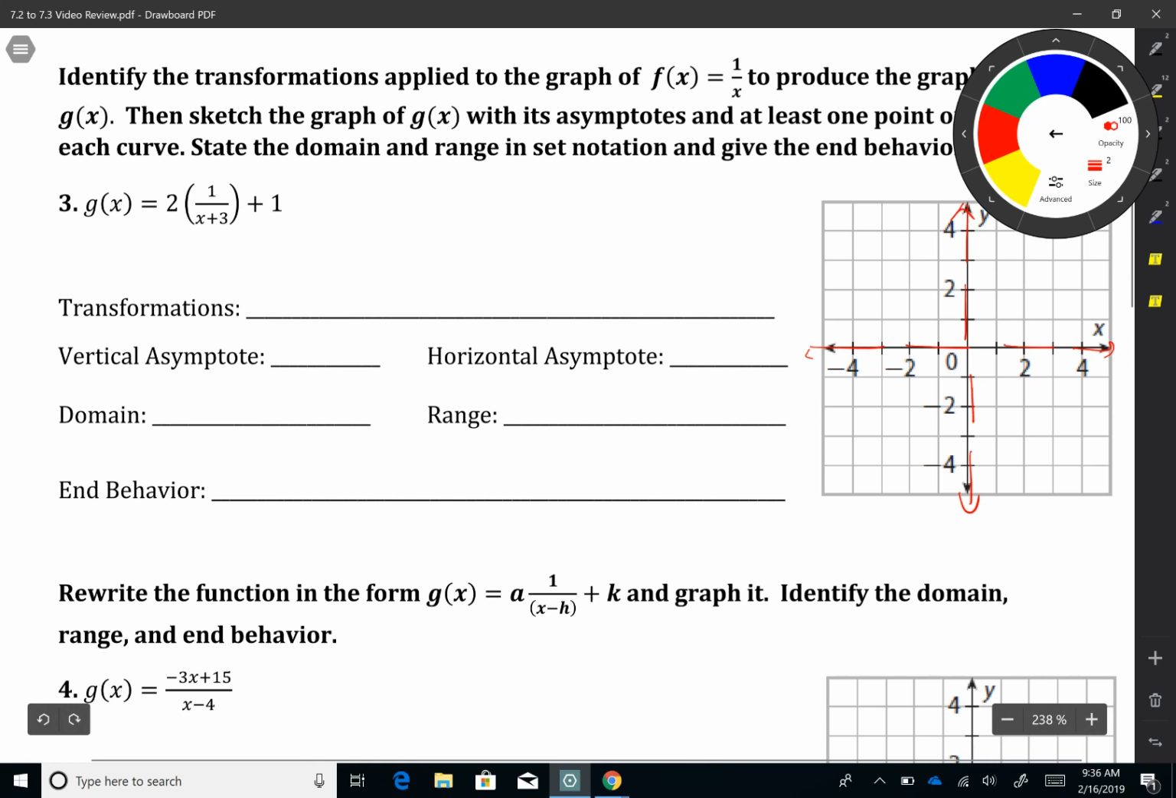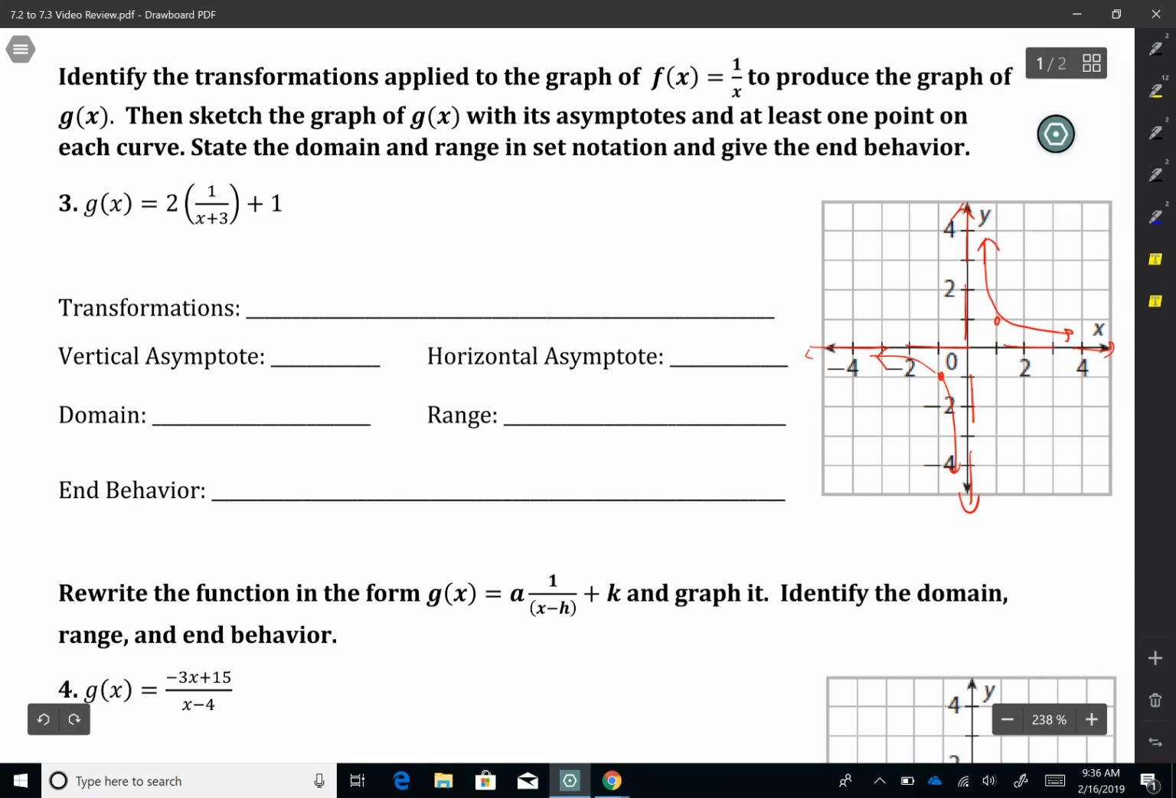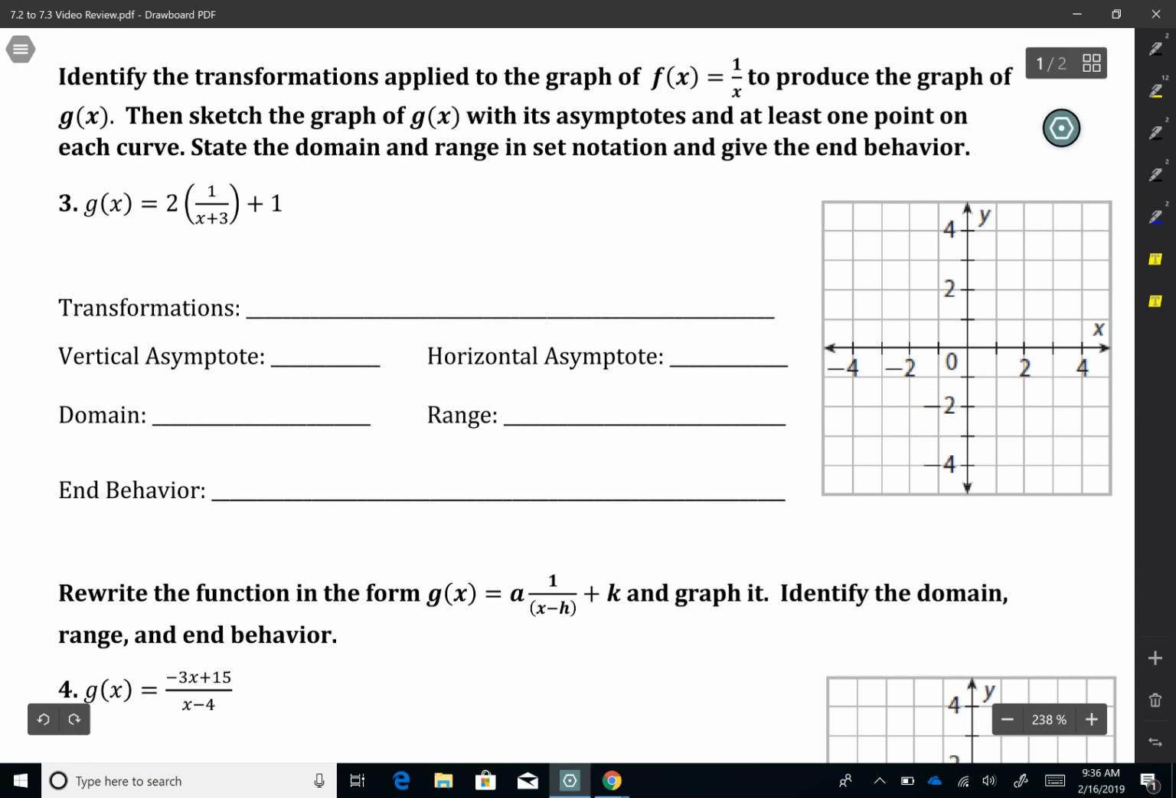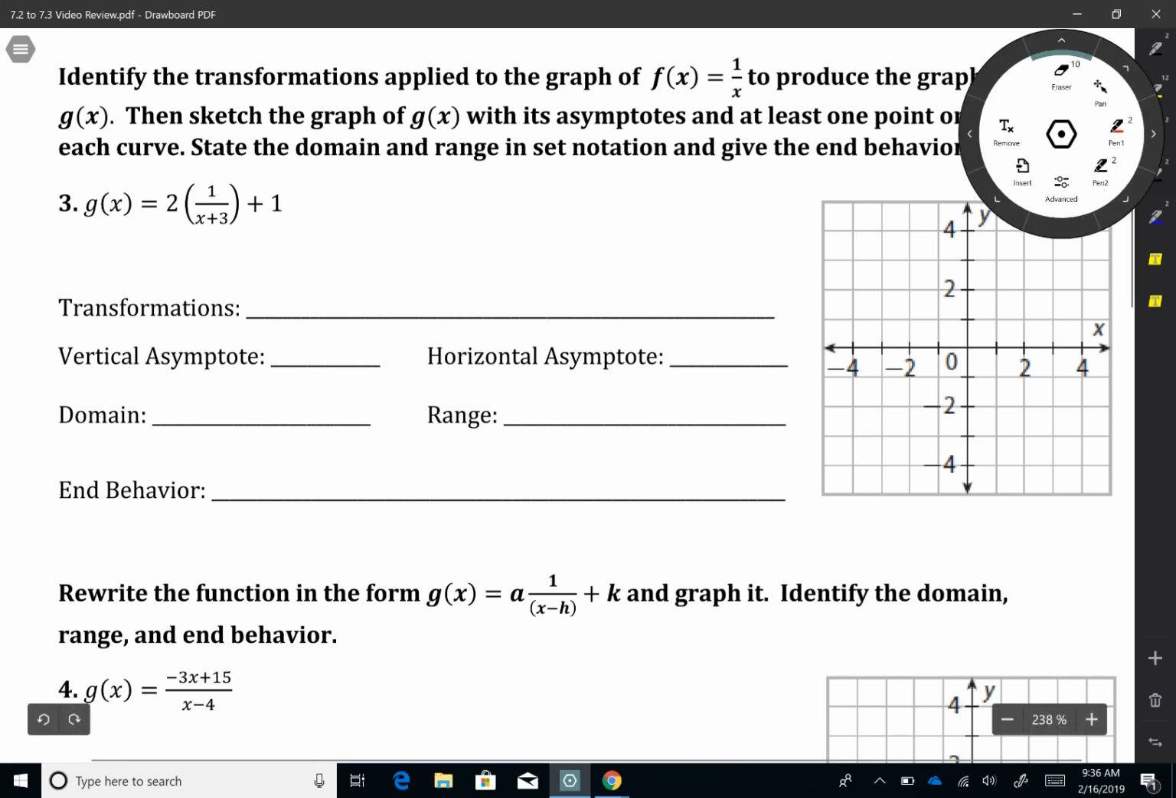And then remember, it had the points 1, 1 and negative 1, negative 1. And those are kind of the points we use when we graph the transformed function. And this was a hyperbola. It has the two curves in the opposite sections. Okay, so what we're going to do when we encounter any function is identify the transformations that have been applied to that parent graph, identify the asymptotes, and then we're going to find one point on each curve to graph it, and then we'll give the domain, range, and end behavior.